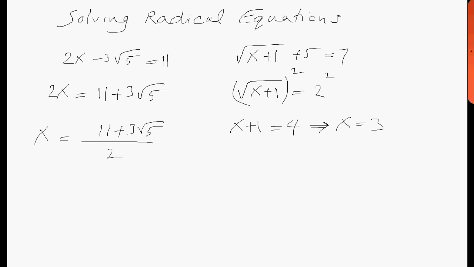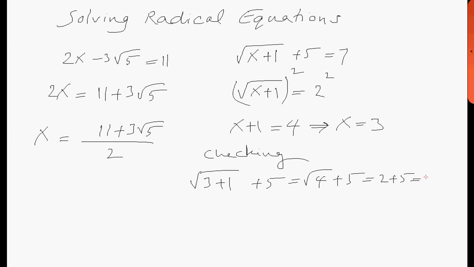Okay, now let's check our answer to make sure that it works. If I plug in 3 for x into the original equation, I get radical 3 plus 1, plus 5. That is radical 4 plus 5, which is 2 plus 5, which is 7.